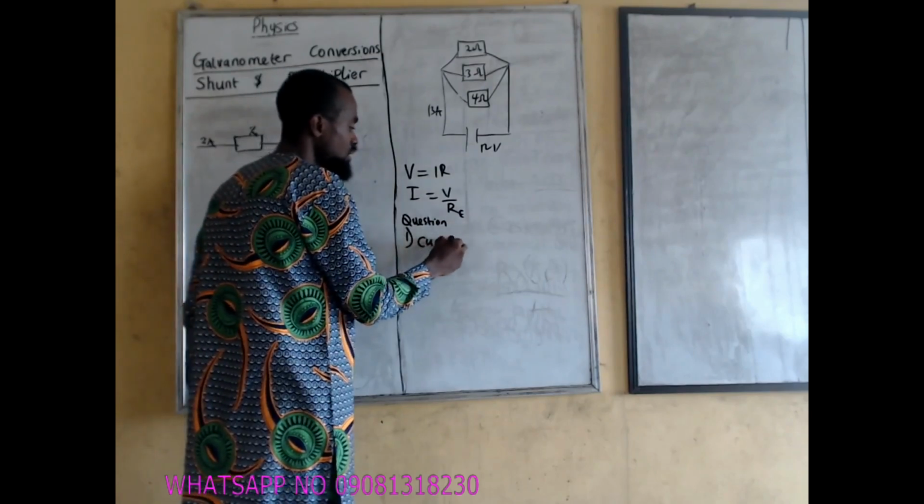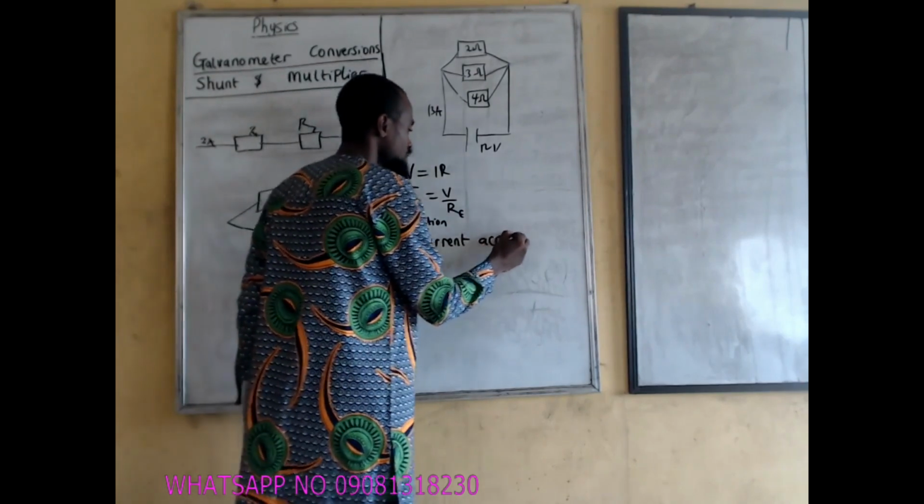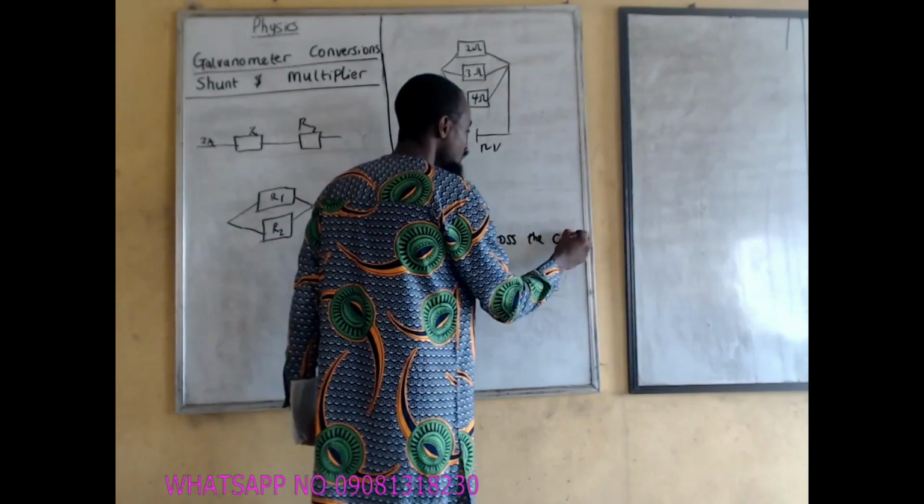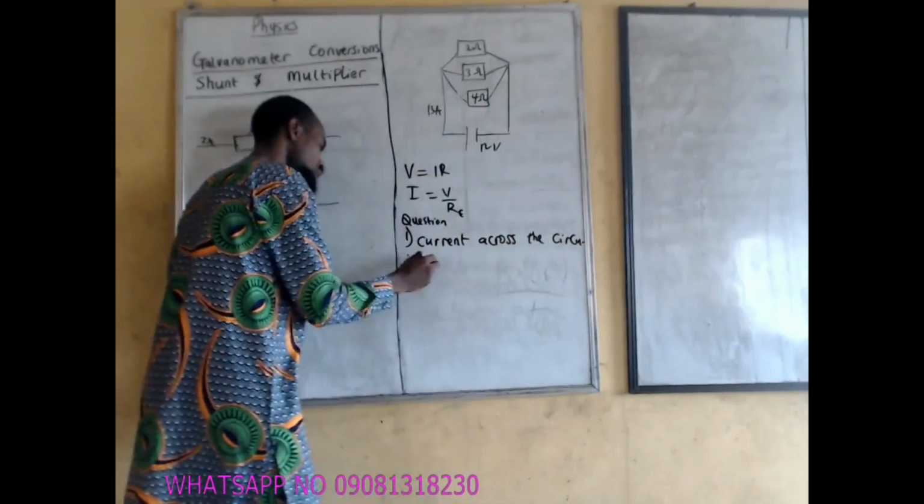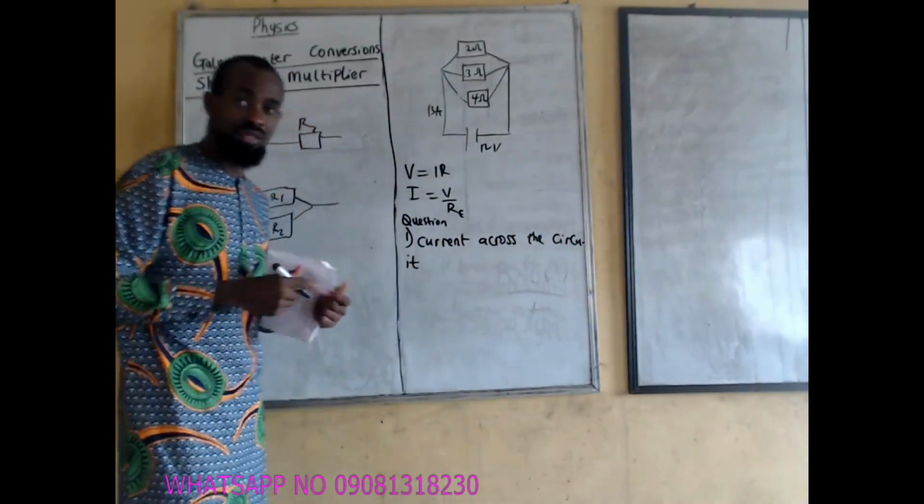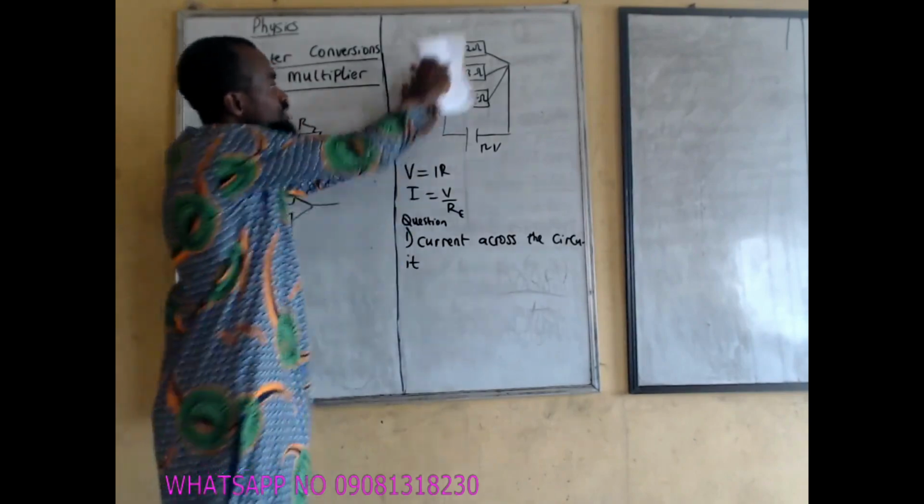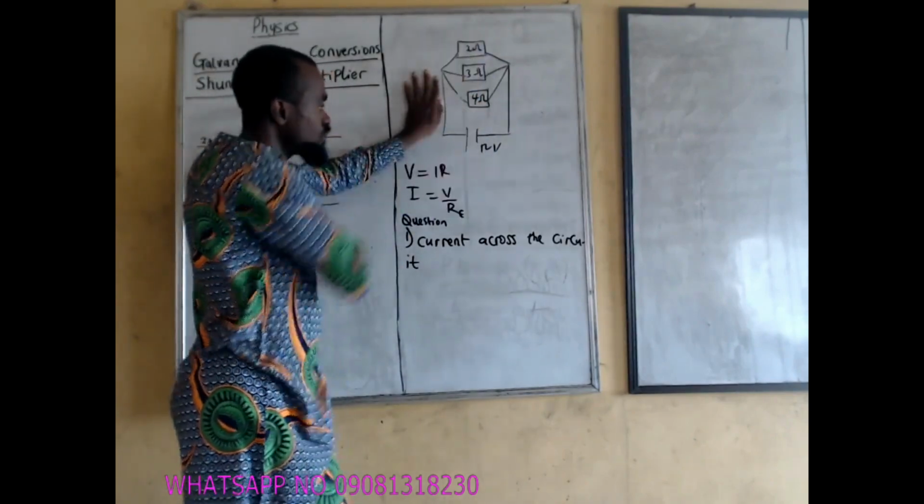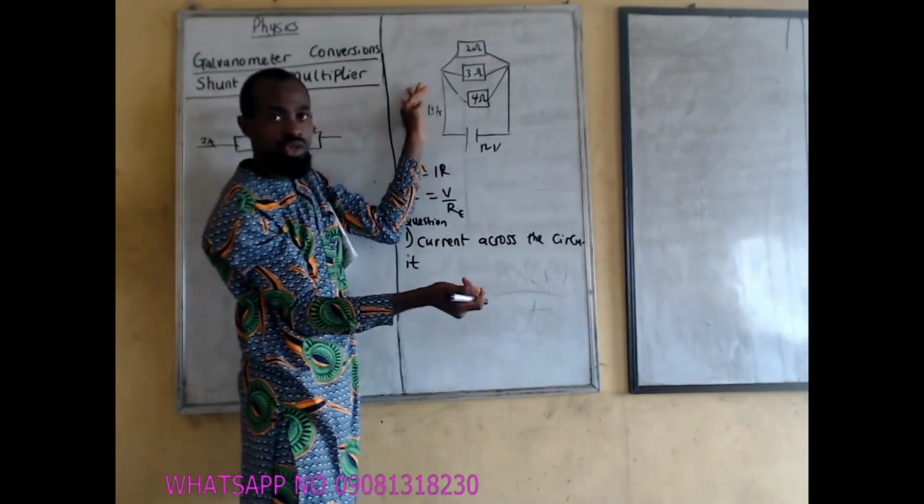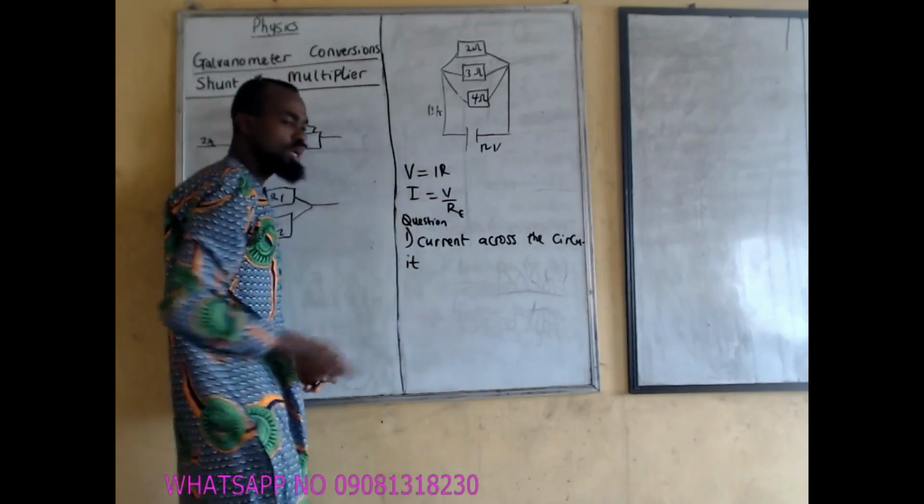So one question that can be asked: current across the circuit. You can cover this part. You are given these three resistors and this voltage. So what is the current across the circuit? You can use this to solve.